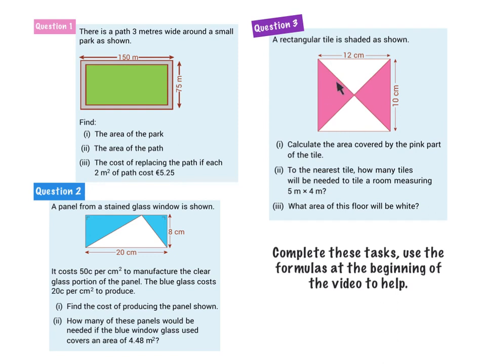And over here then you've got a rectangle split into 4 triangles, and you're asked to calculate the area covered by the pink part of the tile, okay, and calculate to the nearest tile how many tiles would be needed to tile the room measuring 5 metres by 4 metres, and what area of the floor would be white. Okay, so see how you go with those and use the examples from the video to help.